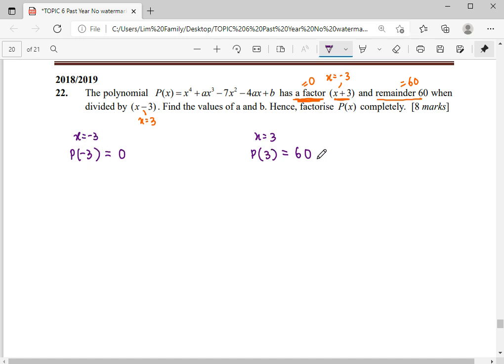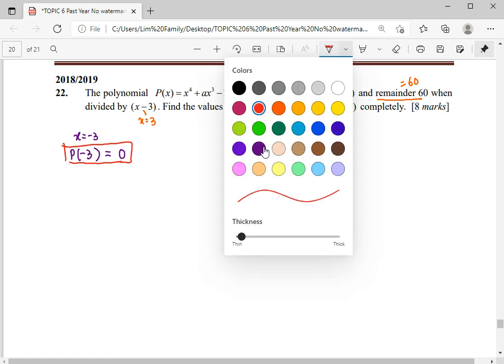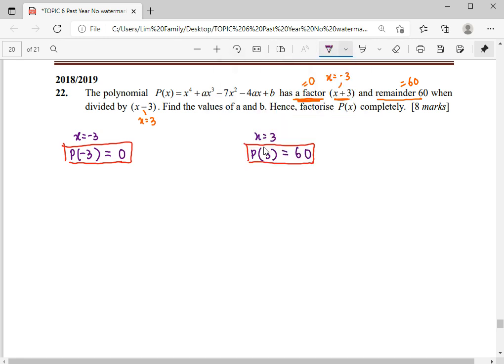So the theorem, you have to write it out. This is your theorem. So you have to write it out clearly. What is your theorem? Okay, so this is your theorem. Then the next step, only then we do the substitution. We put in the value, we put in negative 3. And we simplify this equation.